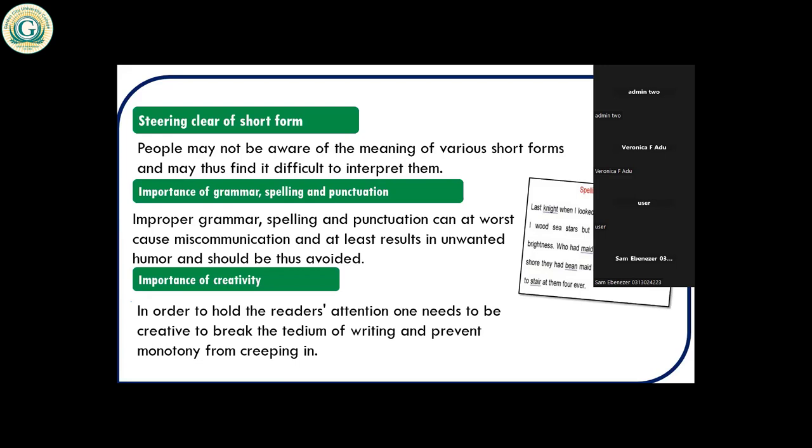Sometimes when you see some people's written communication, it's boring reading. But when there's some kind of creativity in there, people show much more attention in reading. Clumsy writing and all those things make the reading boring. So be creative to break the tension of writing and prevent monotony from creeping in.